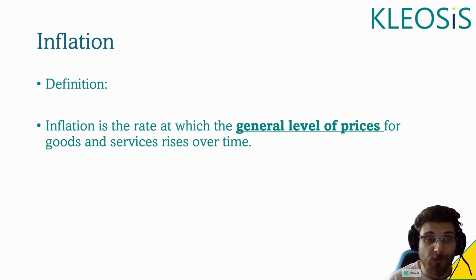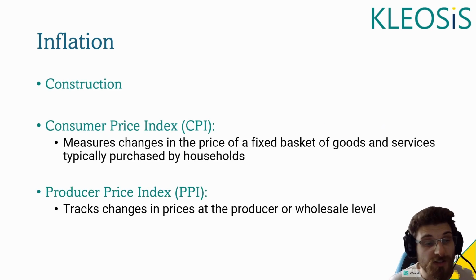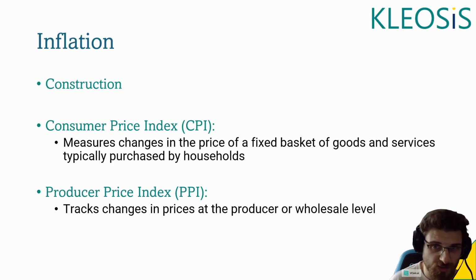The next statistic I want to talk about is called inflation. Now this has a very specific definition. It's defined as the rate at which the general level of prices for goods and services rises over time. The way we construct this is we use what's called the Consumer Price Index, or we might use the Producer Price Index. For this module, let's just focus on the Consumer Price Index.